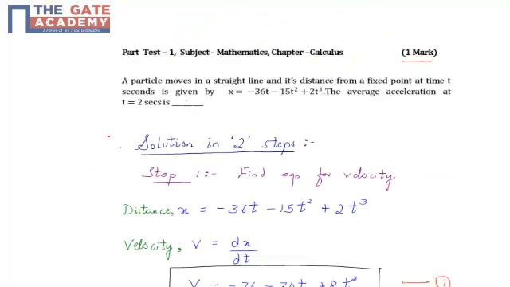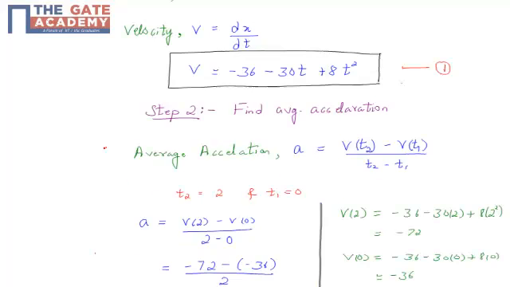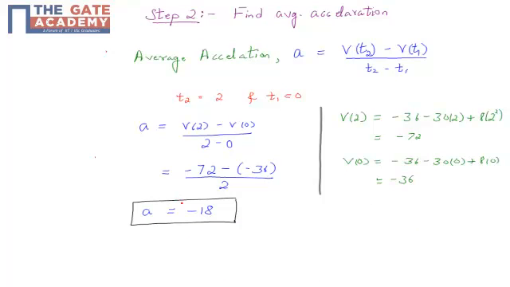When we are given this kind of problem, we will solve it in 2 steps. The first step would be computing the equation of velocity. Then in the next step we would compute average acceleration as v of t2 minus v of t1 divided by t2 minus t1, and in our case we got our final answer as minus 18.